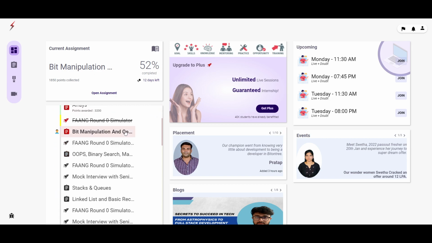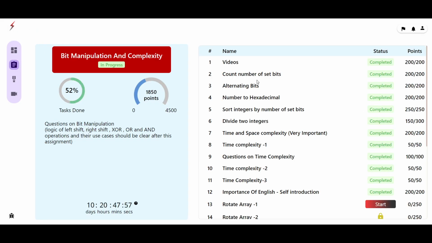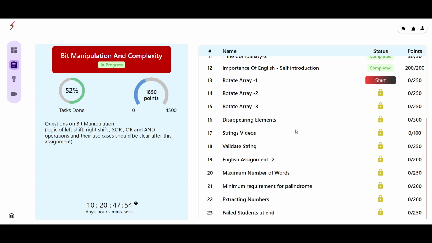So let's see. We're still in bit manipulation. As you can see, go to the assignments. I think I'll have to start off with rotate arrays, right? I believe I'd already mentioned that the following questions moving forward are pretty difficult. They're not as easy, but certainly, even if it's 1 to 2 problems a day, it should be fairly good, right? So how many problems do I have left?